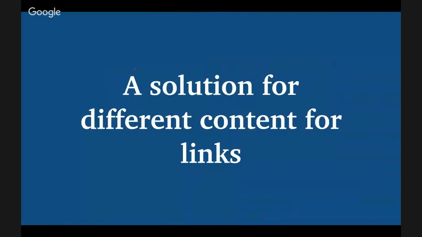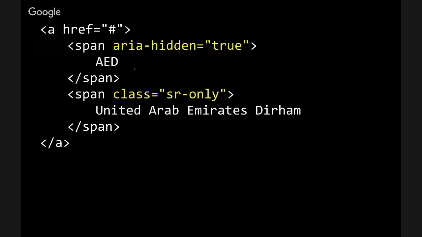So a solution for links. Basically, the best one we can use here is swapping around two bits of information. Inside the A, we have two spans, and the first one is set to aria-hidden true. That means it won't be read out by screen reader users, and it's set to AED as a value, so that'll be seen by everyone except for assistive technologies. The second one is for screen readers only, and this one is hidden off screen but will be read out. So for visual people, we'll get AED, but for screen readers, you get United Emirates Dirham.